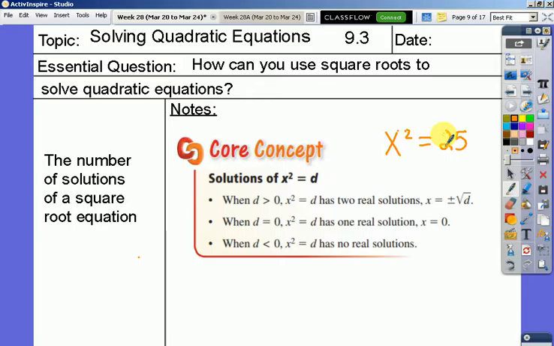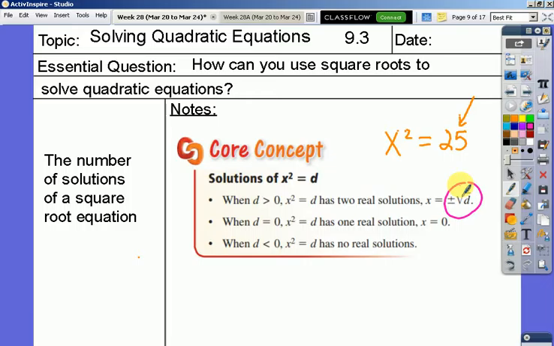So this d value, if that d value is greater than 0, meaning it's a positive number, then you will have 2 real solutions. The one thing that everybody forgets for years and years, hopefully not you guys, is that whenever you take a square root, whenever you introduce a square root, meaning it wasn't there before and then you put it there to solve, you must remember you have 2 solutions, a plus and a minus, a positive and a negative.